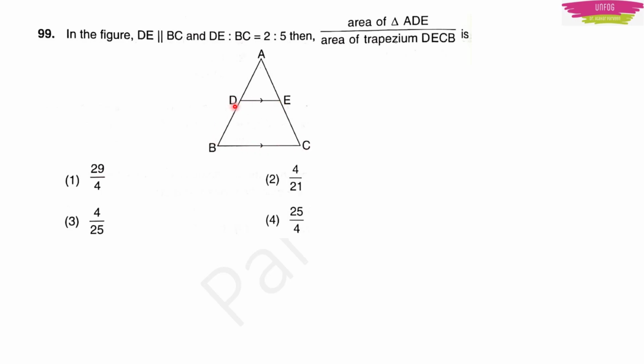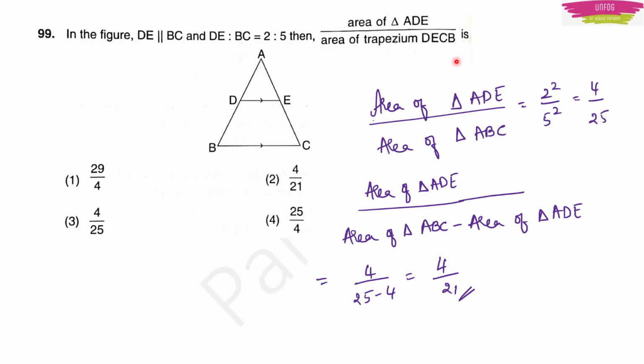So what you have to do now: first you find the area of the small triangle, then you find the area of the big triangle. If you subtract the area of the big triangle minus the area of the small triangle, you will get the area of the trapezium. That funda you should apply here, and also the basic proportionality theorem, because DE is parallel to BC. If you are taking the ratio, you can write it as a square like this.